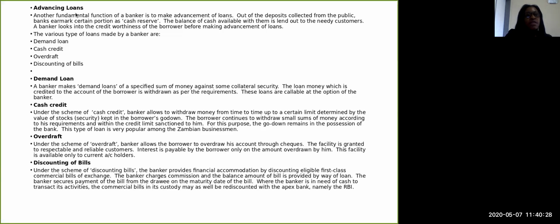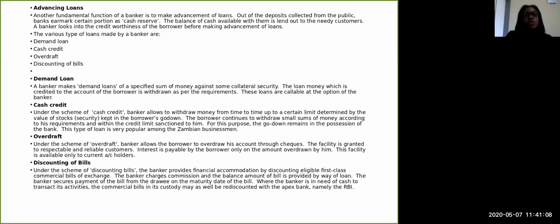So with advancing loans, there are various types of loans that can be made by the banker, which are demand loan, cash credit, overdraft, and discounting loans. So when we first look at demand loan, a banker makes demand loans of a specified sum of money against some collateral security. The loan money which is credited to the account of the borrower is withdrawn as per requirements. These loans are callable at the option of the banker.